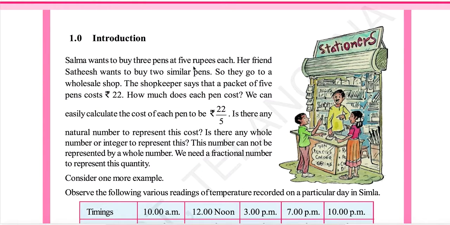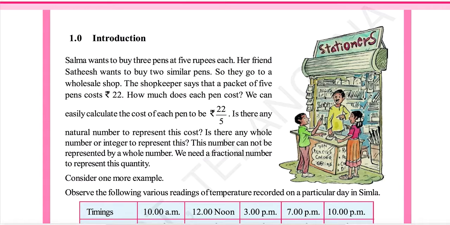Salma wants to buy 3 pens at 5 rupees each. Her friend Satish wants to buy 2 similar pens. So they go to a wholesale shop. The shopkeeper says that a packet of 5 pens costs 22 rupees. How much does each pen cost? We can easily calculate the cost of each pen to be 22 by 5 rupees.